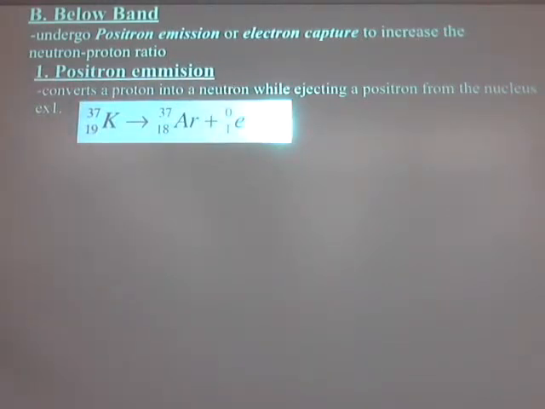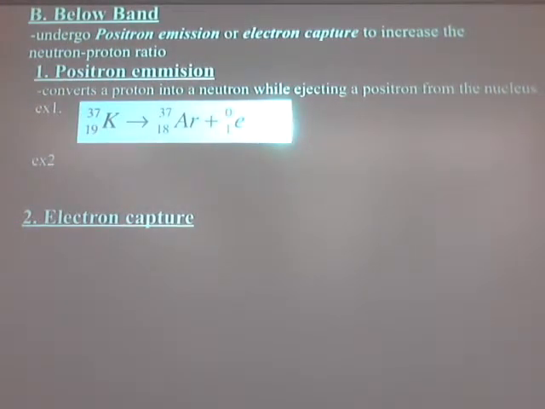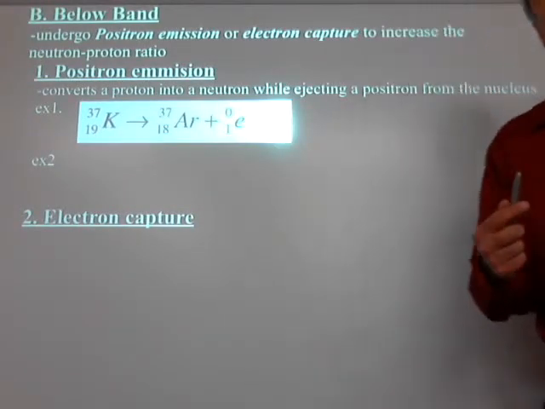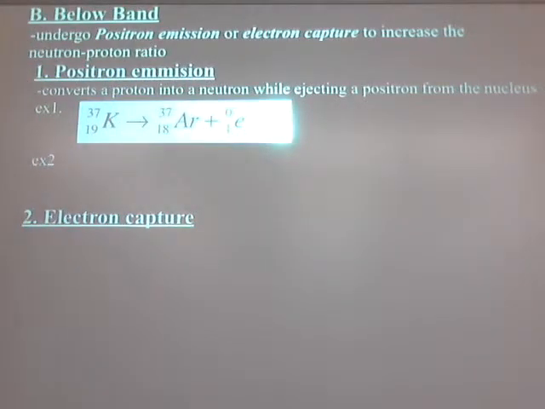There's another way I can do that, though. I can capture an electron. Now, this is, again, going to seem weird to you. What do you mean capture an electron? Like I'm going to make an ion out of it? Like, fluorine gets an extra electron, becomes -1. Oxygen gets -2 when it gets 2 electrons? No. Not that kind of electron capture.